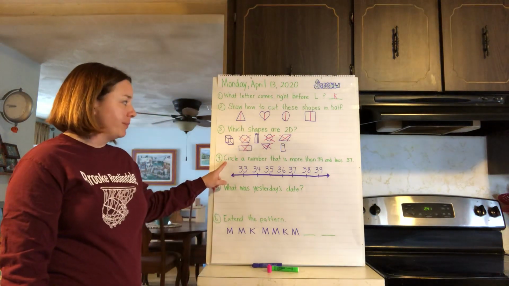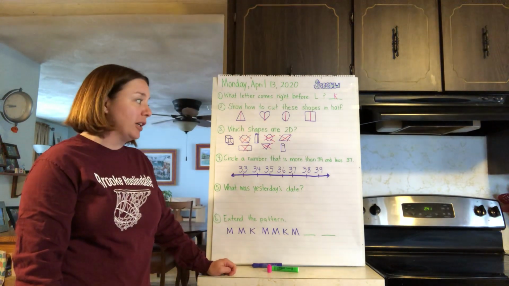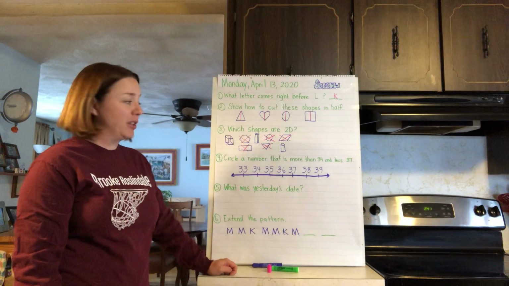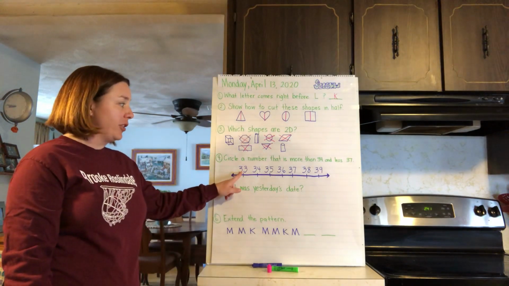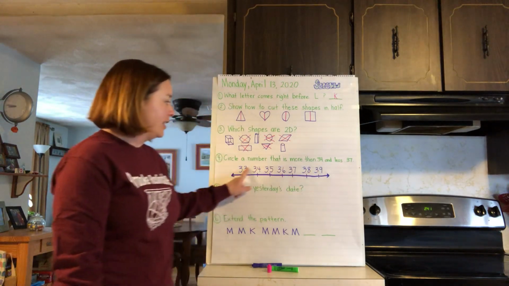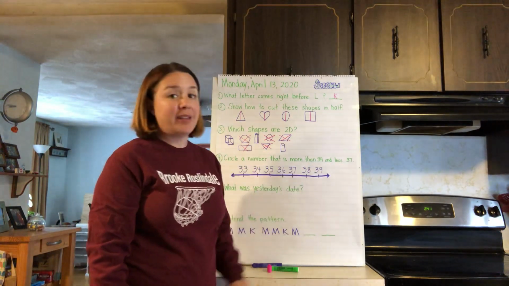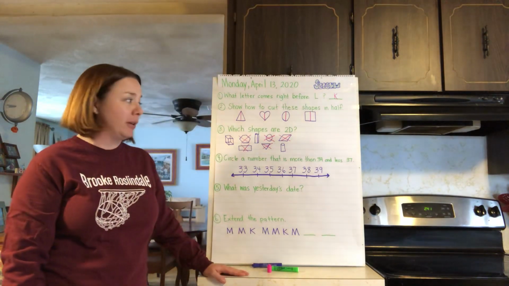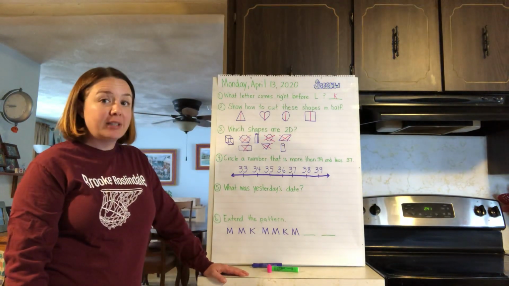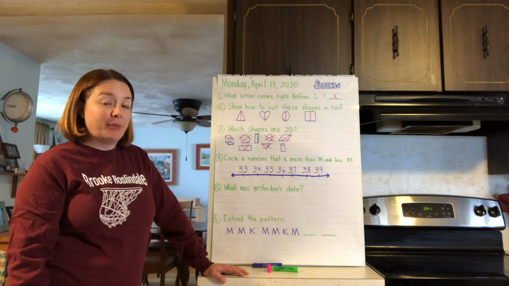Number 4. Circle a number that is more than 34 and less than 37. So look at my number line. It starts at 33 and it ends at 39. I want you to find the number that is more than 34 and less than 37. Write those numbers on your paper. Use the number line to help you find those numbers.